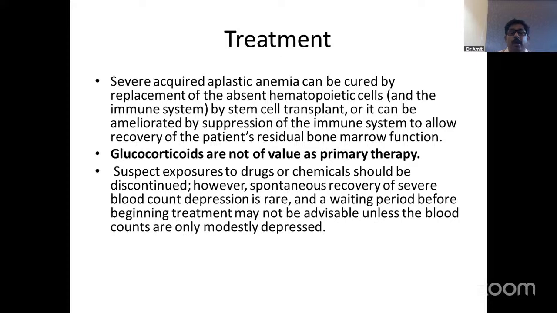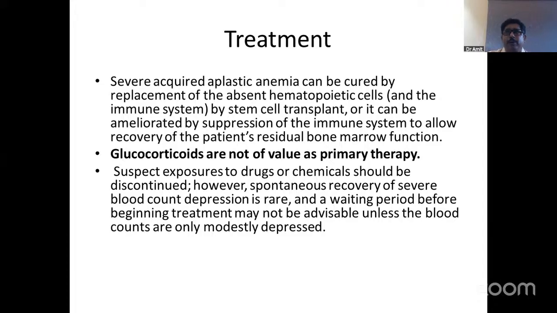And how do we manage? Severe acquired aplastic anemia can be cured only by replacement of the absent hematopoietic stem cells by stem cell transplantation, or it can be ameliorated by the suppression of the immune system to allow the recovery of the patient's residual bone marrow function. Remember, glucocorticoids are of no value in the primary therapy of aplastic anemia.